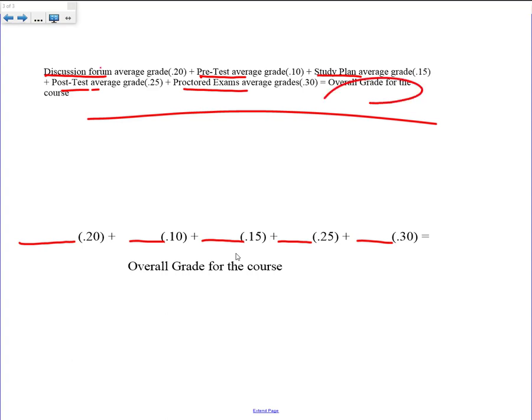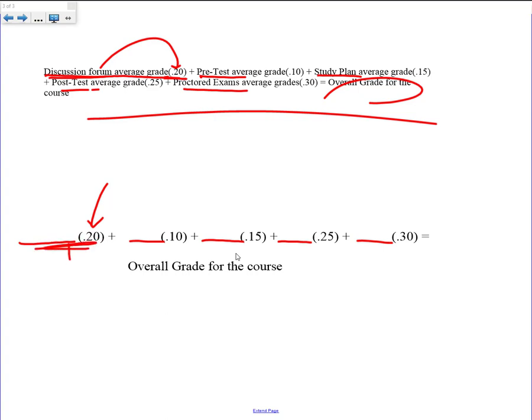Now notice, forums are 20%, and 20% as a decimal, you move the decimal place 2 places to the left and you find 0.20. And notice that they're all touching right here, which means that these two numbers, when they're put side by side, are going to be multiplied together, okay? Sorry, my pen's not working with me today.